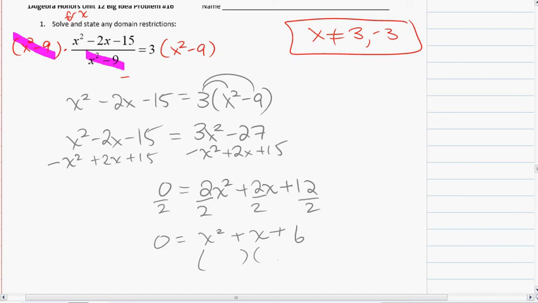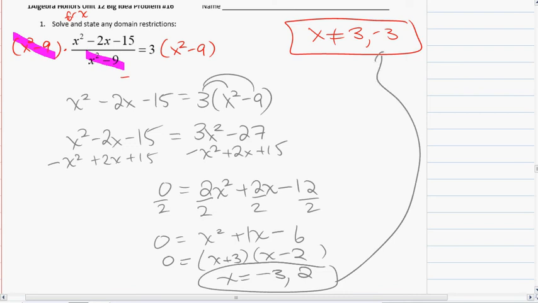I think I can factor that. Things that multiply to 6 that add to 1. Sorry, multiply to negative 6, right? Because it's negative 27 plus 15. Negative 6. So that would be x plus 3, x minus 2, because negative 2 and 3 multiply to negative 6 and add to 1. Which means my solutions here are x equals negative 3 and positive 2. But you'll notice it can't be negative 3 because of my restrictions. So that solution's out. The only solution that works is 2.